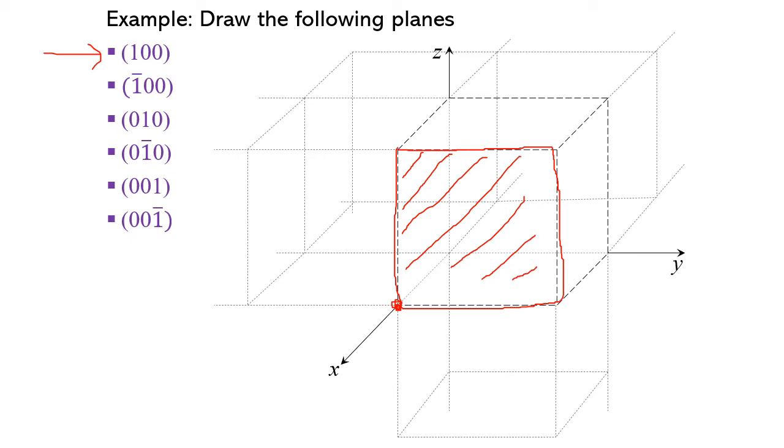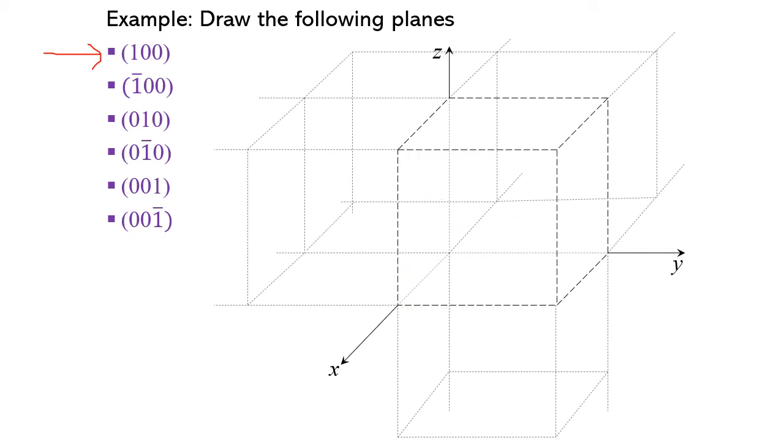So you can see that this plane intersects the x-axis at a point which is 1 unit cell edge length away from the origin, and it does not intersect the y and z axis. Okay, so we are done with this. Hopefully you understand. Then the next plane, 1 bar 0 0. You can pause the video and try this yourself.